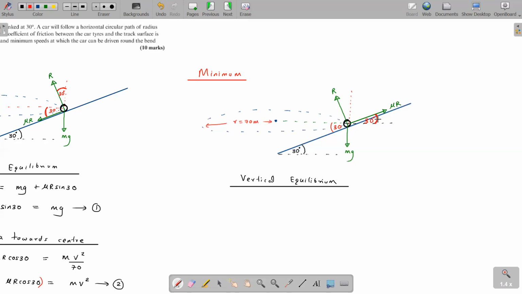The 30 degree comes here as well. You can see either by vertically opposite angles or corresponding angles. So basically 30 degree comes here. All right, so now we can resolve. So upward you have R sine 30.